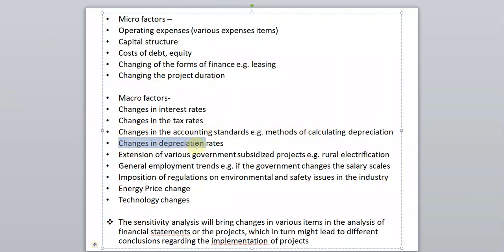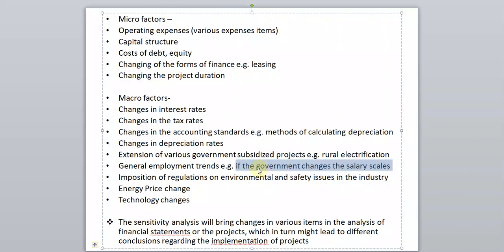Then changes in depreciation rates, this also changes per year. Then extension of various government subsidized projects, for example rural electrification, this can also alter. Then general employment trends. For example, if the government changes the salary scale, each and every company has to go under the MSME or large scale, medium scale, energy sectors regulated by the governments. So there is a pay scale for every type of industry, for every type of worker, that is set by the government and to be incorporated by the industries.